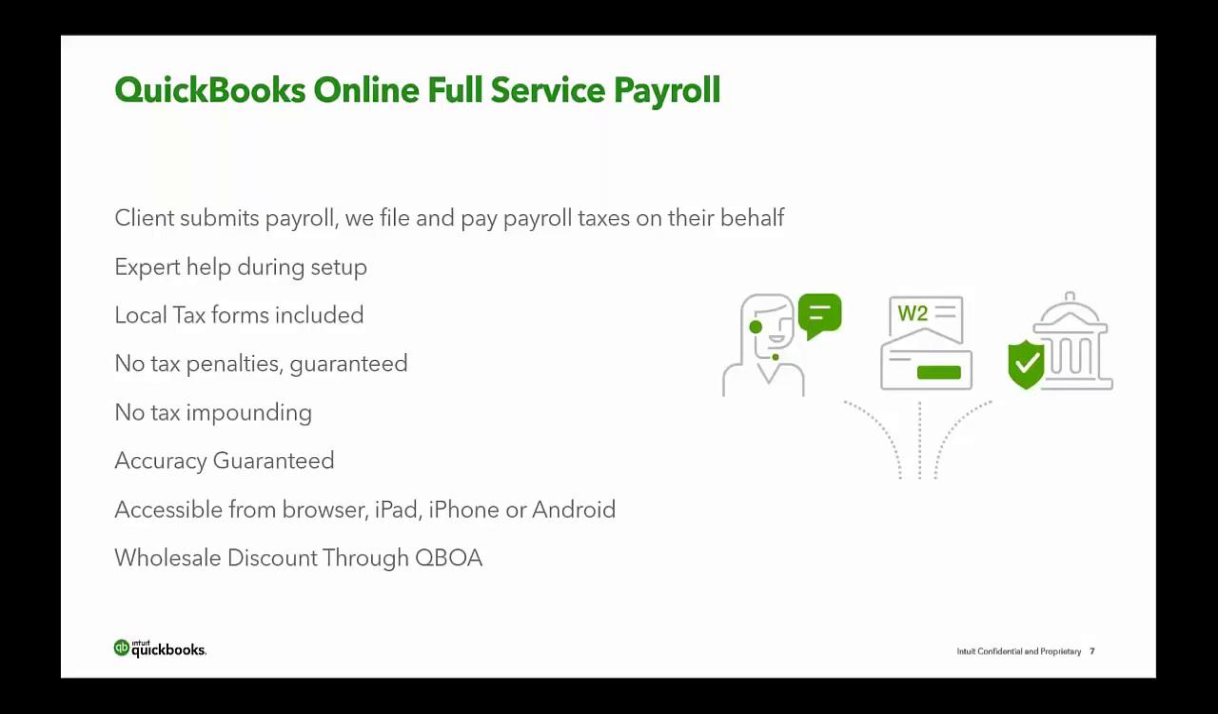I'm like a goldfish. So QuickBooks Online Full Service Payroll: client submits payroll, we file and pay payroll taxes on their behalf. That's the main difference, right? We're taking on the tax liability and the filings for you. You're just creating the payroll, running it, or entering the time. But again, no tax impounding. So you have access to your money even up to the point where you're paying the tax payments. That's basically what that means. I mean, to me, it means that.